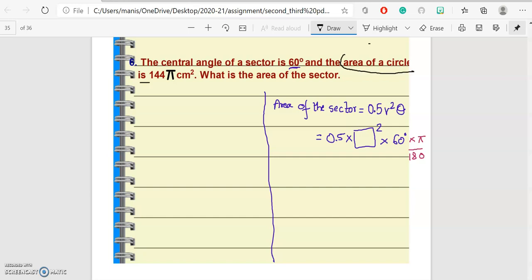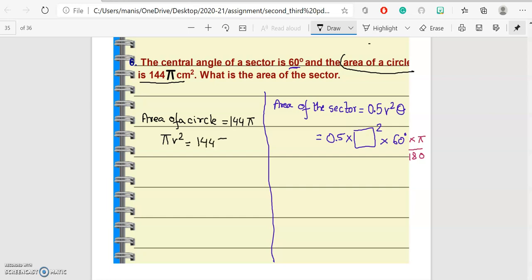Area of the circle is what? 144 pi. So we will use this information to find the value of the unknown quantity, that's your radius. So area of the circle we have been given is 144 pi. So what is the formula to find area of the circle? This is the formula, pi r square.